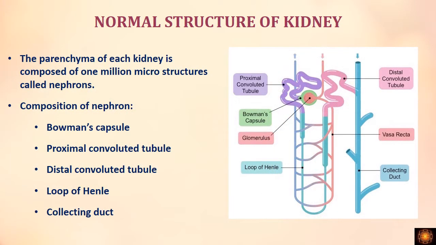The kidney has a functional unit called the nephron, and we have nearly 1 million nephrons in the kidney. Now, what are the parts of the nephron? We have Bowman's capsule, where we have the tuft of the capillaries. Then this Bowman's capsule opens into the proximal convoluted tubule, which later opens into the loop of Henle, and the loop of Henle opens into the distal convoluted tubule. This distal convoluted tubule opens into the collecting duct, and later on this collecting duct opens into the calyces.